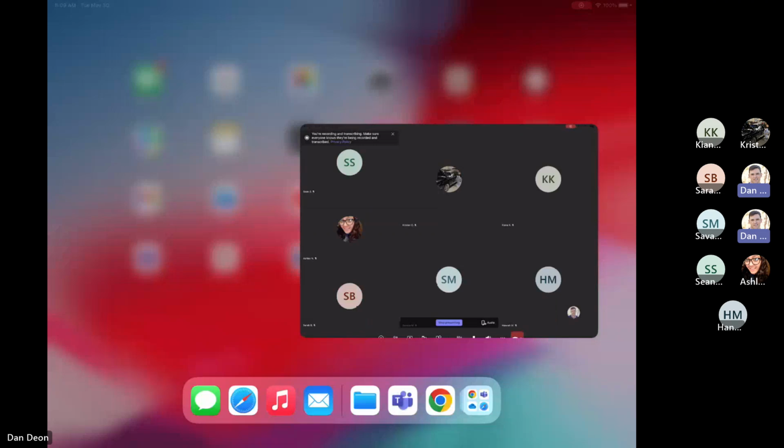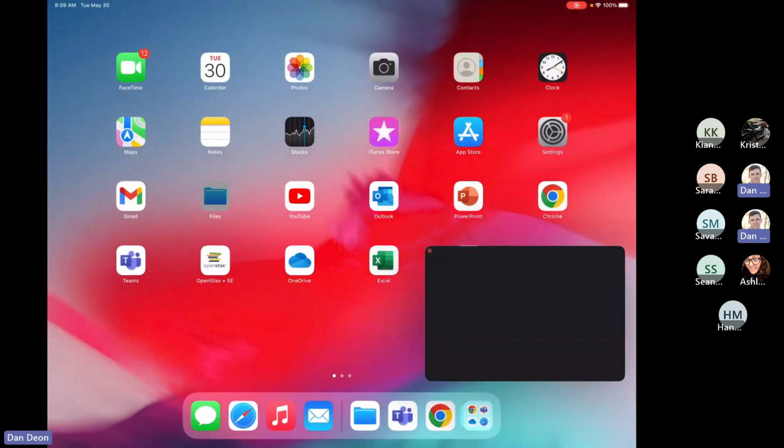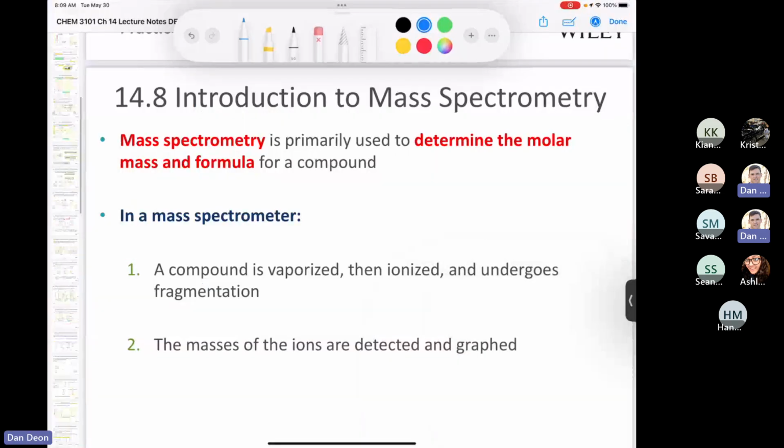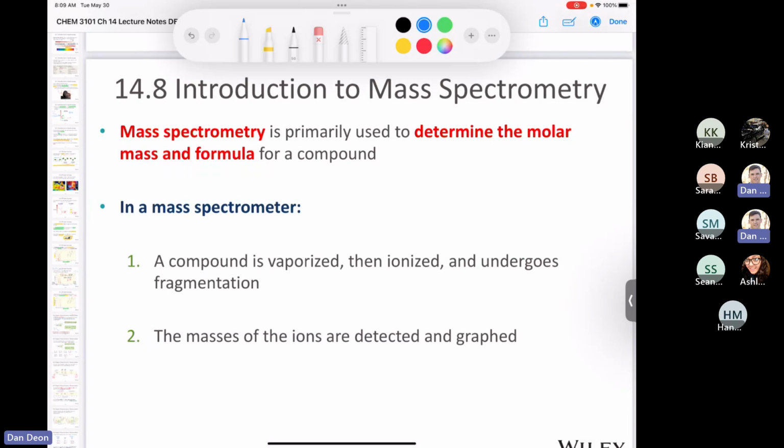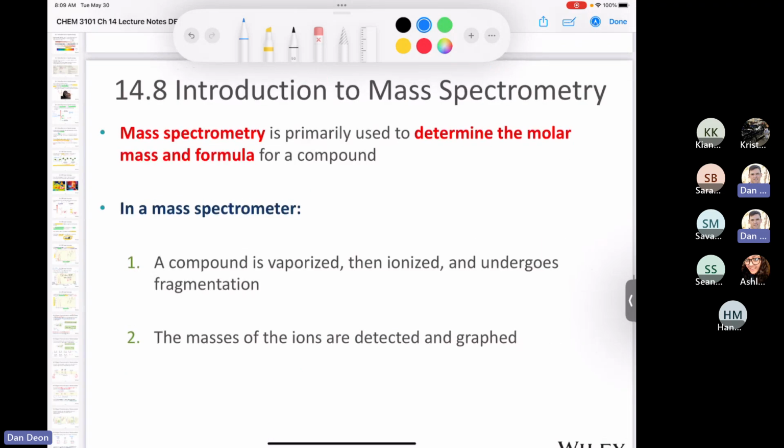There we go. All right, Chemistry 3101. We completed the section on infrared spectroscopy yesterday, and now we're into mass spectrometry. So again, spectroscopy was the study of the interaction between light and matter, or electromagnetic radiation and matter. And now we're going to talk about mass spectrometry, which is the interaction between energy and matter. So here's our introduction to mass spectrometry.